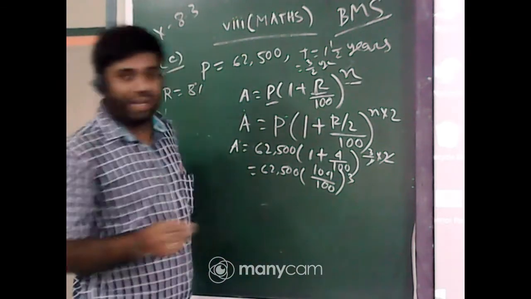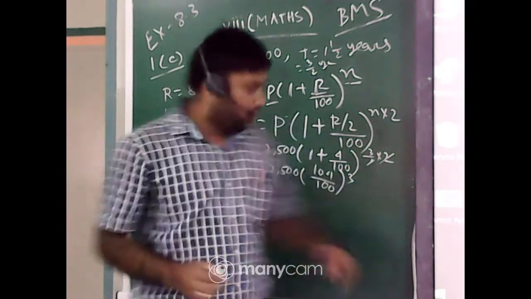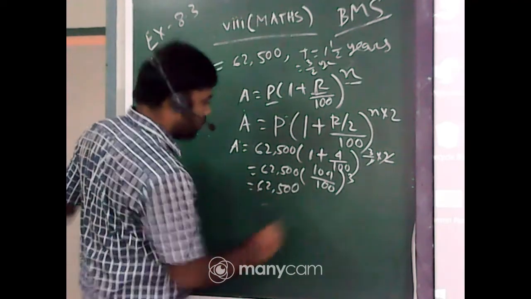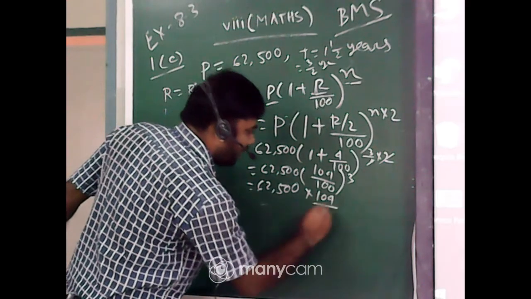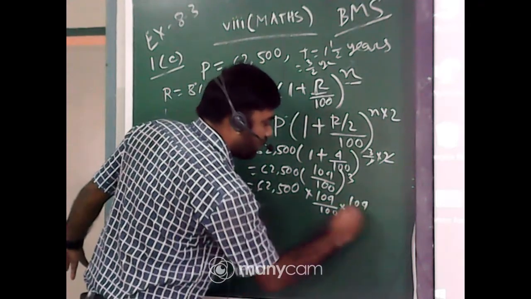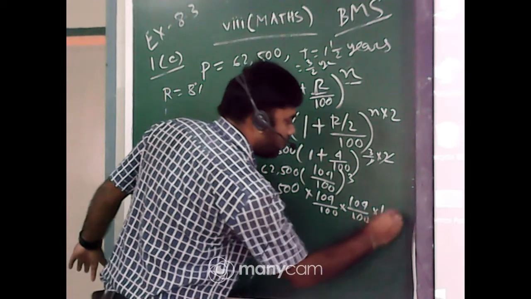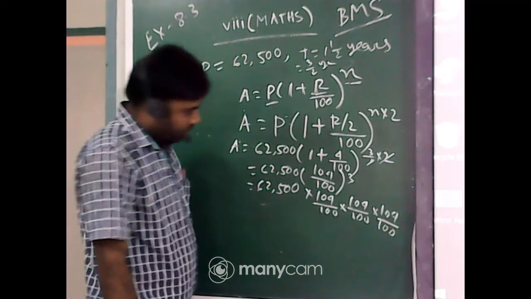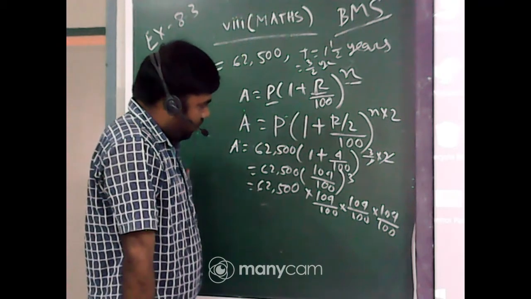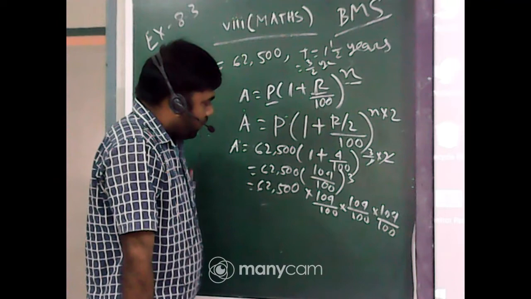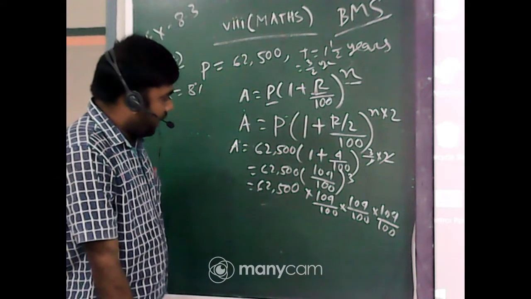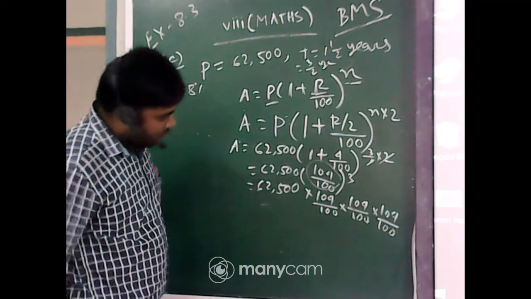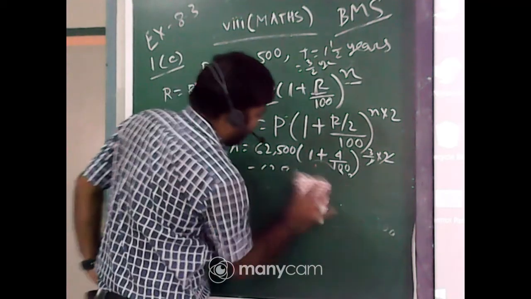So a cube means a into a into a. So that is 62,500 into 104/100 into 104/100 into 104/100. That will be calculated accordingly, or if you want to change that portion, that will be another form.